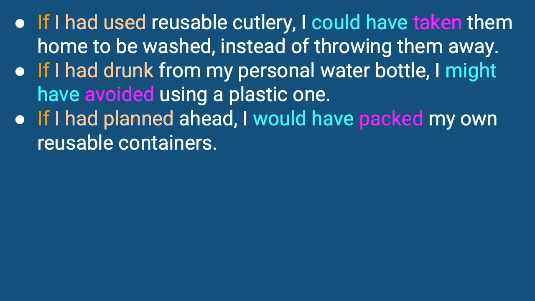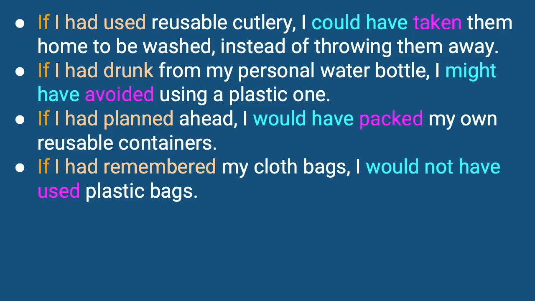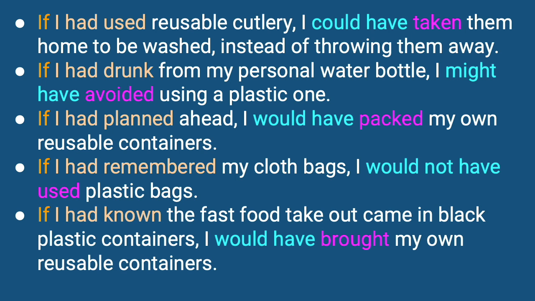If I had planned ahead, I would have packed my own reusable containers. If I had remembered my cloth bags, I would not have used plastic bags. If I had known the fast food takeout came in black plastic containers, I would have brought my own reusable containers. Each of these third conditional sentences start with the if clause, followed by the past perfect and the past participle. In the main clause, we have our past modal and our past participle.